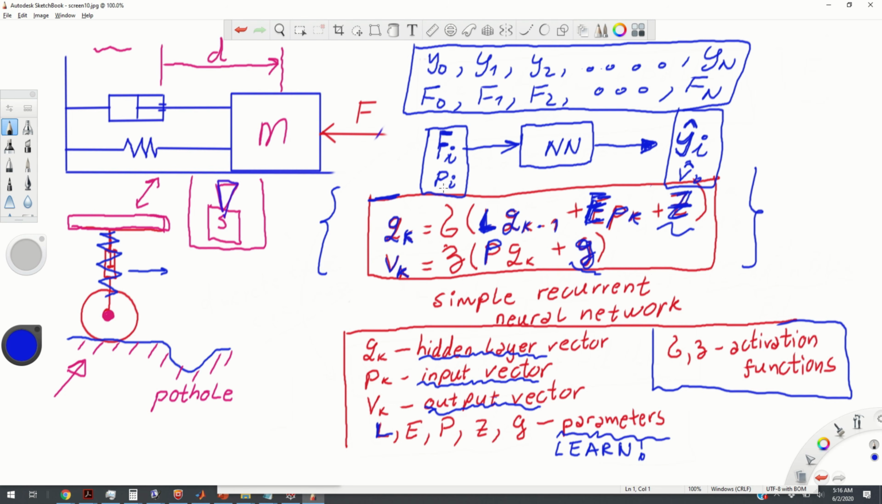So force corresponds to the inputs of the network, and the displacement, our yi, corresponds to basically the outputs of the network. So this is our basic goal. We want to tune the parameters, to learn these matrices, such that given a force at time instant I, our network should produce a prediction, or an estimate, of the displacement. And the network should be trained using a sequence of observed output and input data.